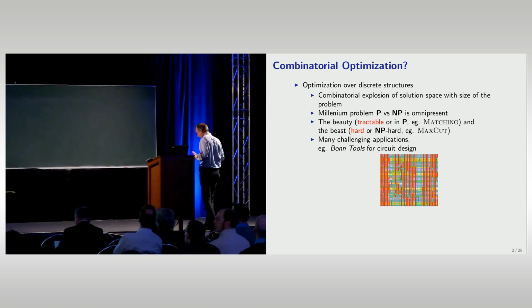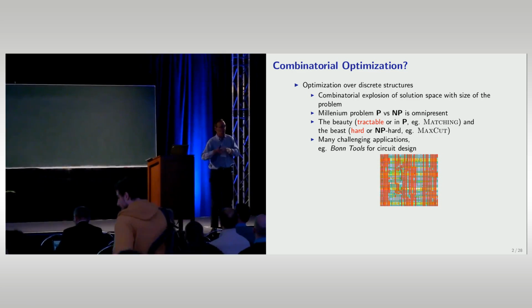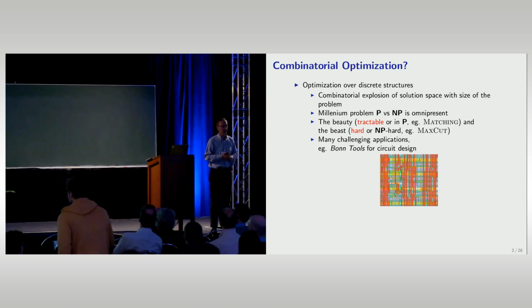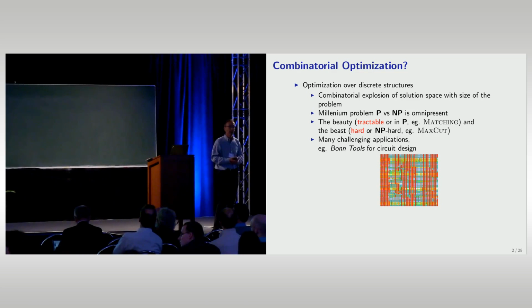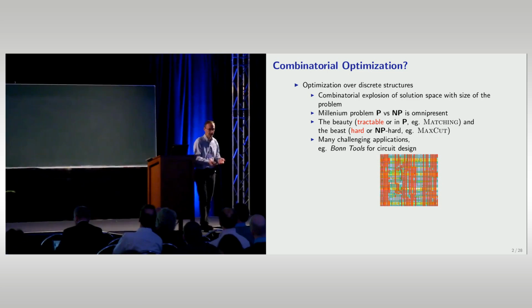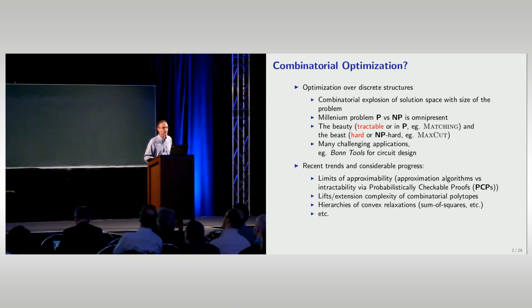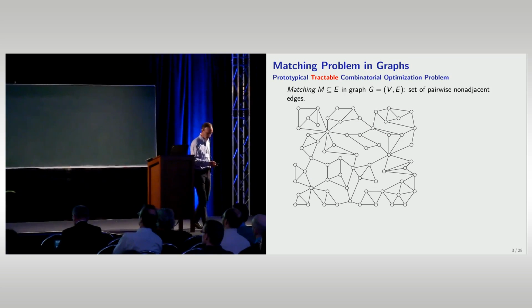And I should say that combinatorial optimization has lots of very interesting and challenging applications. I'm not going to talk about applications of the techniques. And in fact, here in Bonn, the Institute for Discrete Math has been incredibly successful in solving circuit design problems. There are a few trends that I'd like to highlight in my talk. I may not talk as much as I would have liked about probabilistically checkable proofs, but I will definitely talk about lifts of polytopes and hierarchies of convex relaxations.